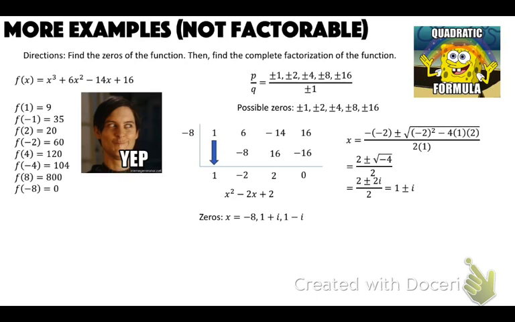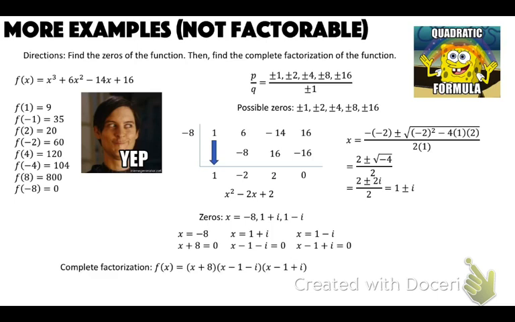To find the complete factorization, we can just set those all equal to 0 and move them over. So that's going to be x plus 8, x minus 1 minus i, and x minus 1 plus i. So the complete factorization is x plus 8, x minus 1 minus i, and x minus 1 plus i.